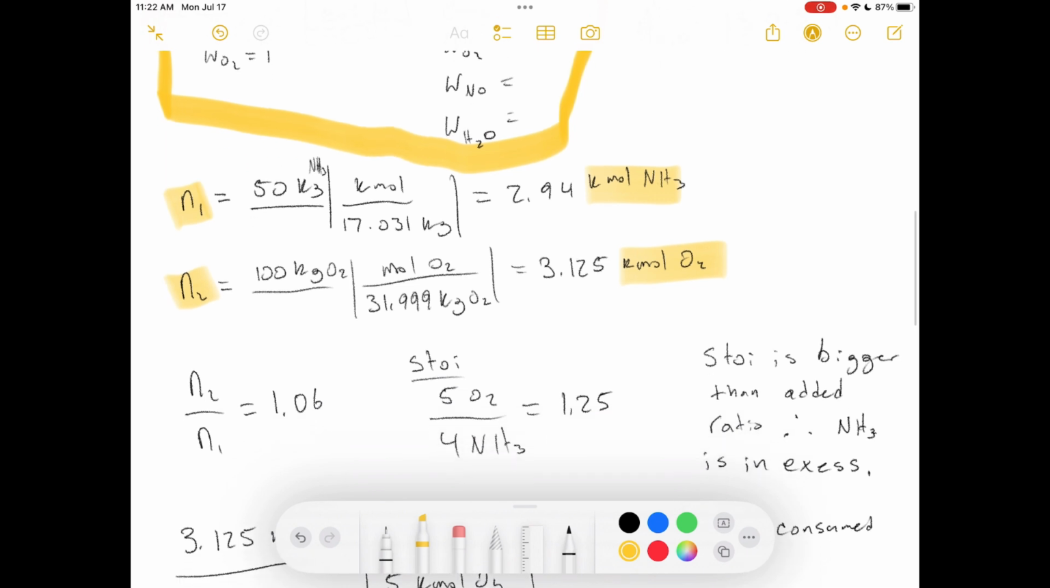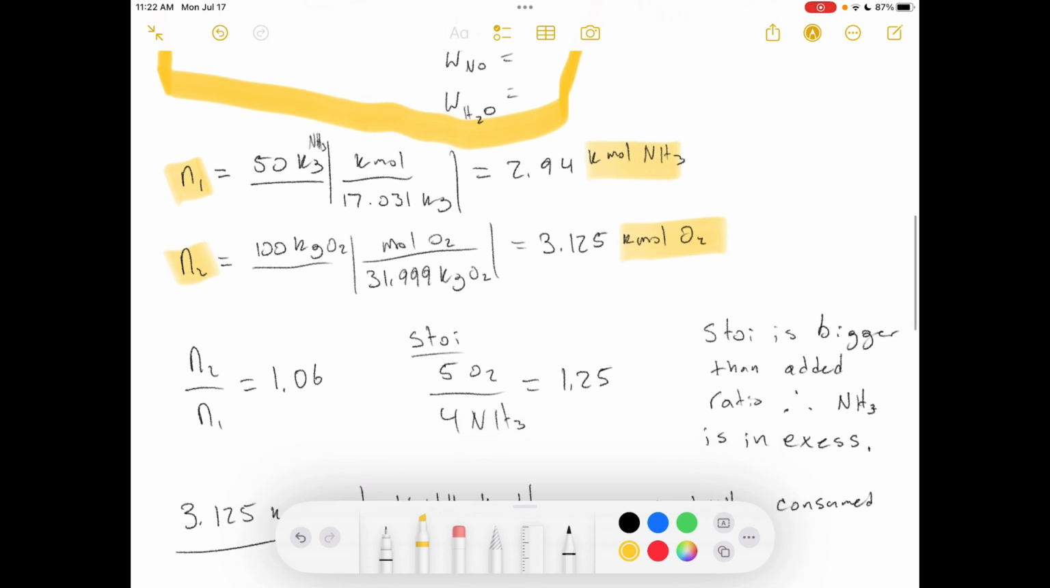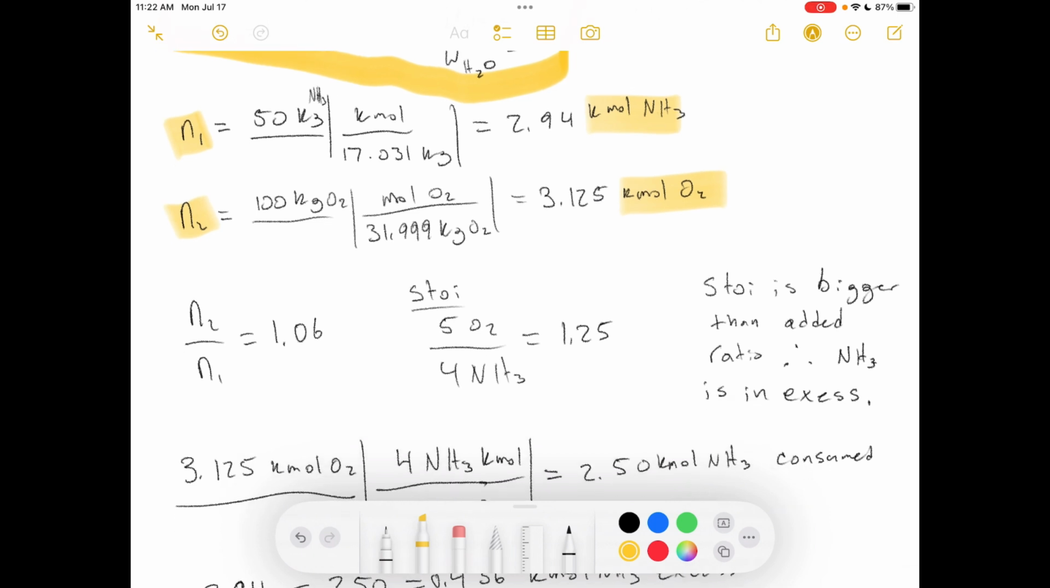The limiting reactant is going to be the one that is making it less than the stoichiometric ratio, or more than the stoichiometric. We'll see. I'll explain it right here. Okay, so this is our ratio, N2 to N1. This is our oxygen on the top and our ammonia on the bottom. This is our stoichiometric ratio. If we have oxygen on the top, we have 5 moles, and if we have ammonia on the bottom, we have 4 moles. This ratio is 1.25.